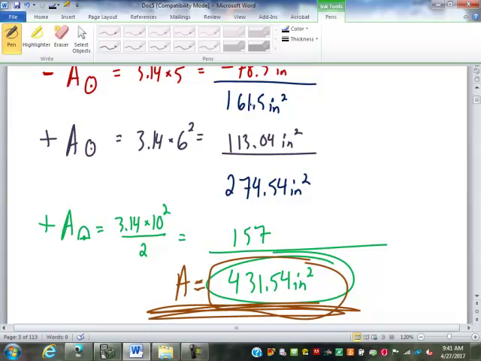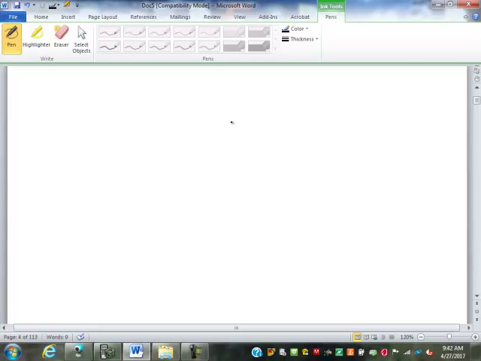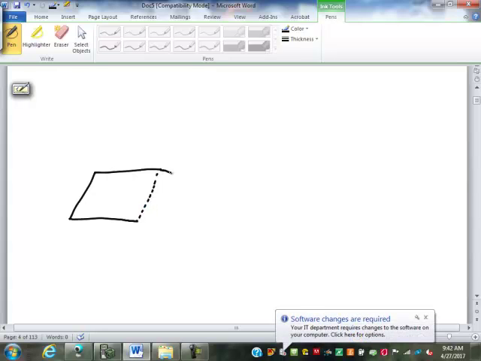We also talked about areas, or volumes, I should say. Volumes were that next step. Once we had an area, we could multiply it to find a volume. For example, I'm going to do a little bit of a weird shape here. So this is the base of my figure.